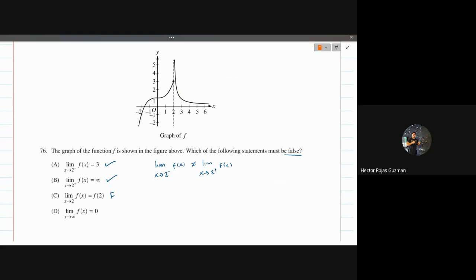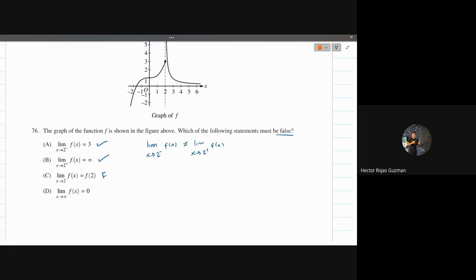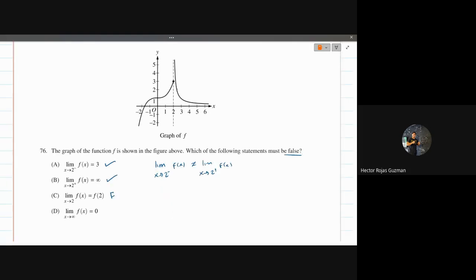And just to be safe, part D, the limit as x approaches infinity of f of x is 0. Well, as x grows larger and larger, I'm moving to the right side, and you can see the graph getting closer and closer to 0, so that one is actually true.